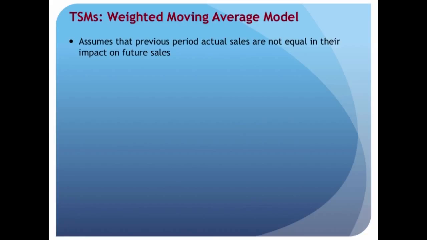The weighted moving average model is also relatively simple. It assumes that previous period actual sales are not equal in their impact on future sales. A common example of this is that the most recent month may have more impact on next month's sales than months previous to that, though they do have an impact.